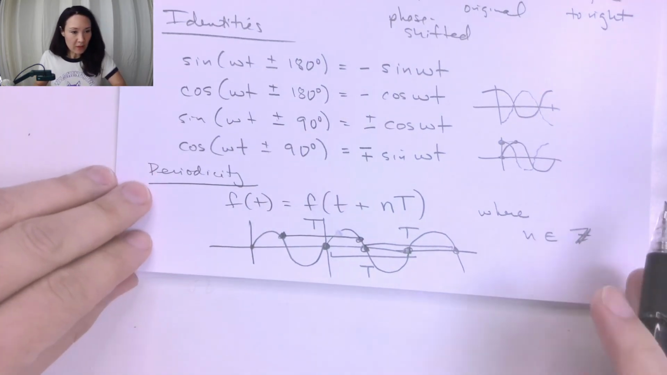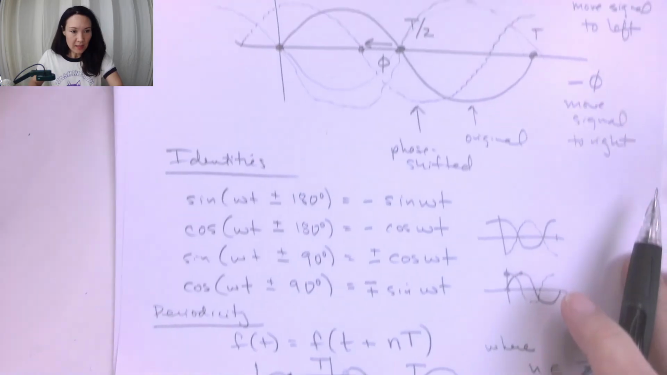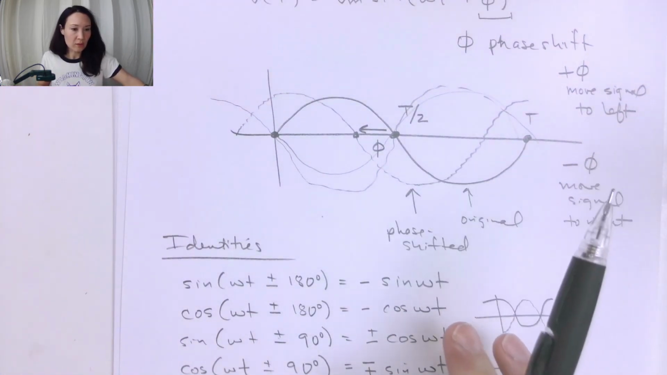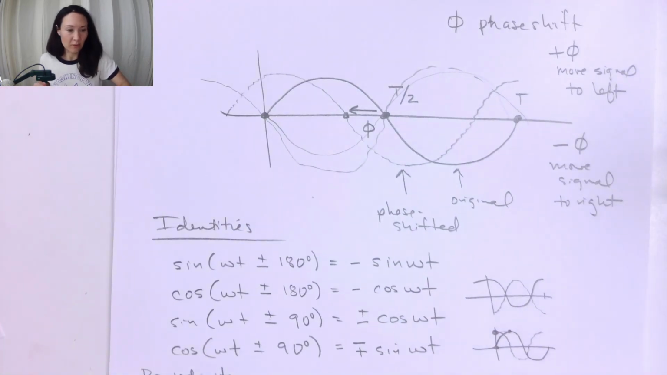So let me know if you have any questions about periodicity and how phase shift can kind of turn sines and cosines into each other or flip them upside down.